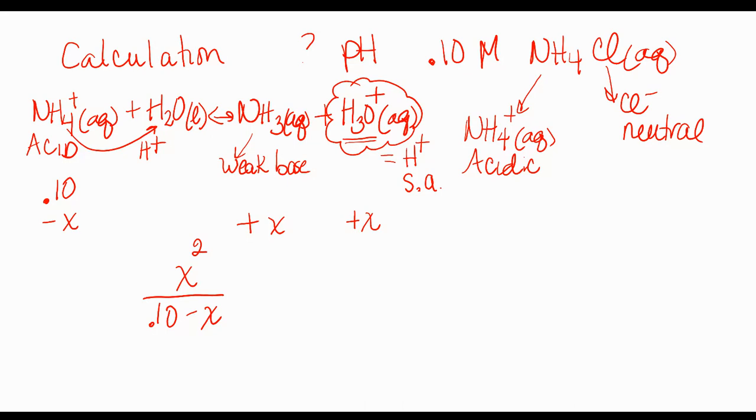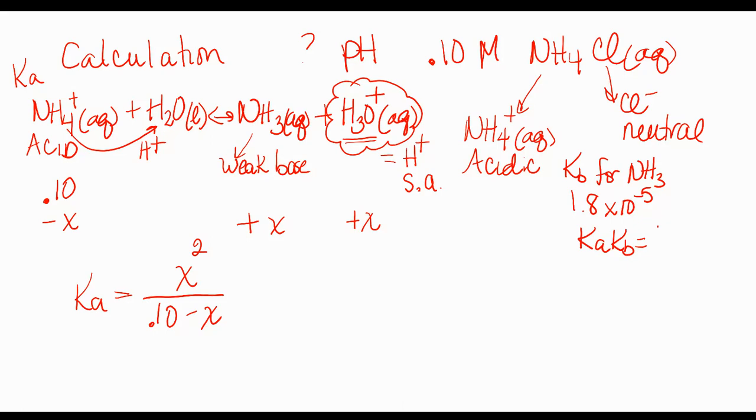And then this is now the acidic species, so we're going to need Ka. If you look in the back of your book for the Ka, it's not there for ammonium ion. So you have to look up the Kb for ammonia. That is in the back of your book. That's 1.8 times 10 to the minus 5. Ka times Kb equals Kw. So if we solve for Ka, that's going to be 5.6 times 10 to the negative 10.